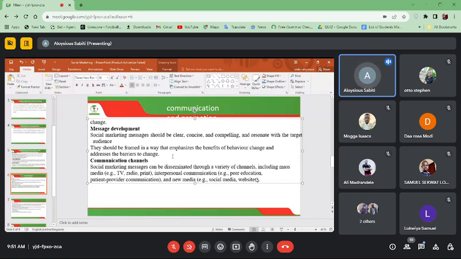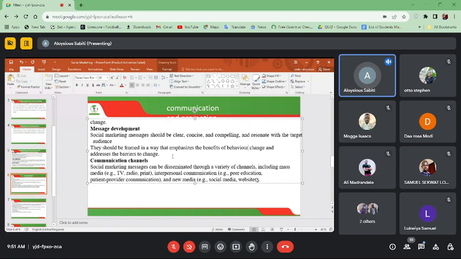For example, "End teenage pregnancy." That is a statement that is concise and clear. But if you keep writing statements such as "if you have sex, or if you're like this, you're going to get pregnant, and yet you're a teenager," your message may not be that clear, and it may also not be that concise. So when you're developing your message, it should be concise.